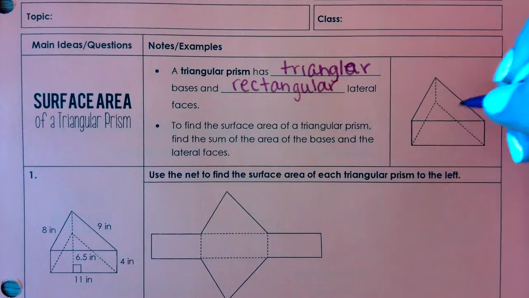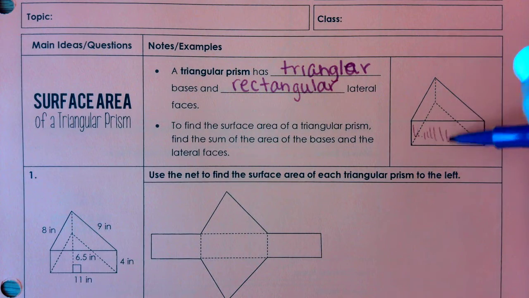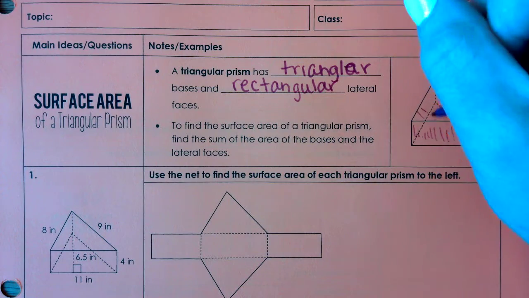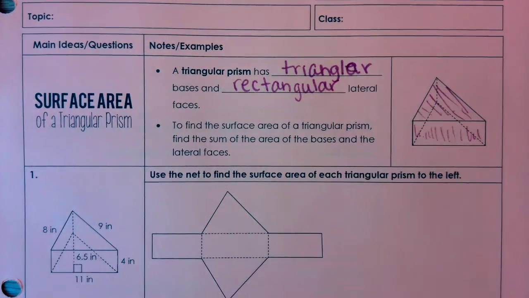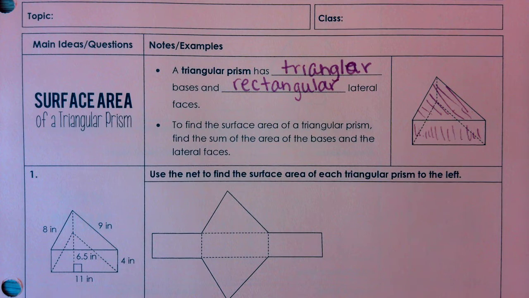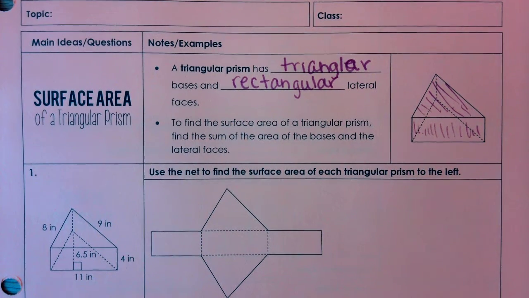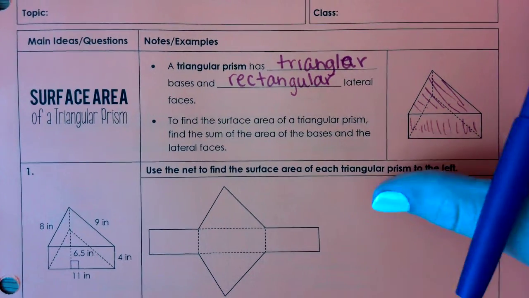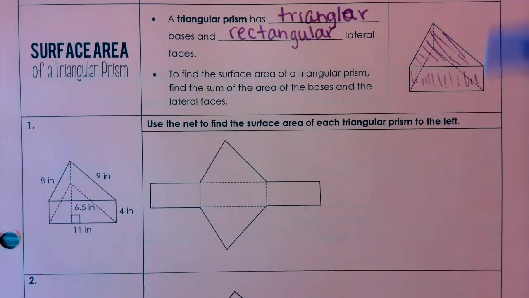So it's lateral sides. Lateral sides are these ones that are on the side here, so these up and down ones. And then this one is the base. The triangle is the base. Okay? To find the surface area of a triangular prism, find the sum of the area of the bases and the lateral faces. So we're going to use a net right now to help me figure this out before we can move on to the next thing.